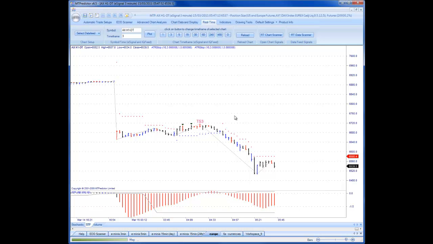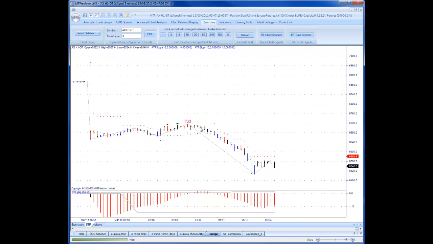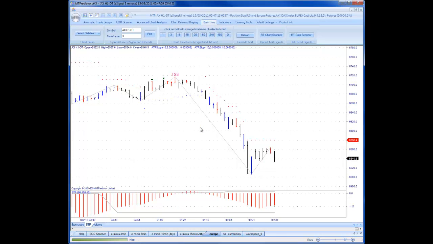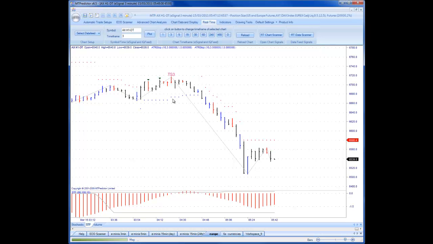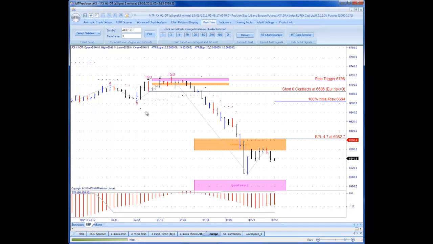This is say a 3-minute chart of the DAX, and we have 3 automatic setups here on our MTPredictor software program. If I zoom in a bit, you can see history triangle here represented one trade, then another trade, then a third trade. I know this is a small sample, but it does illustrate the principle quite well.